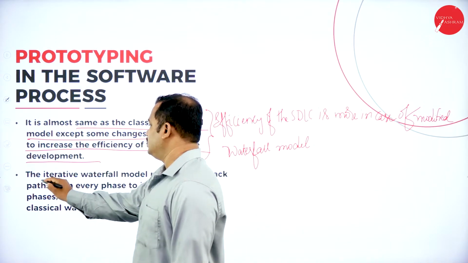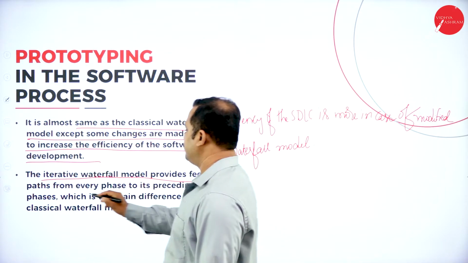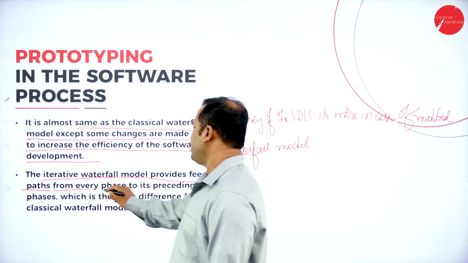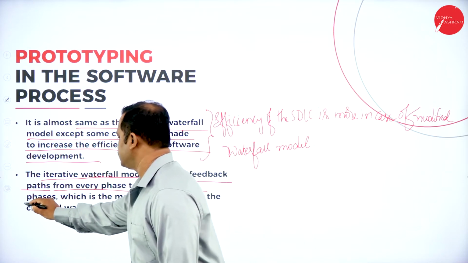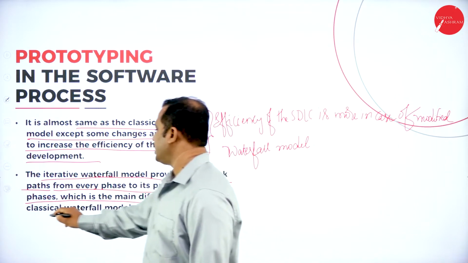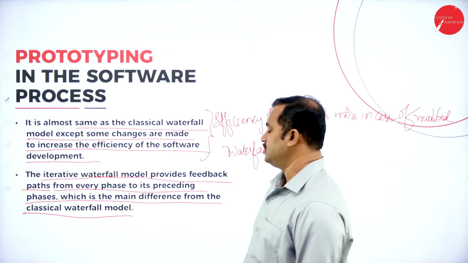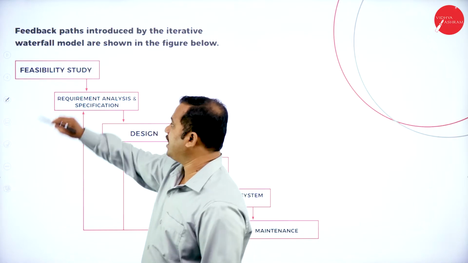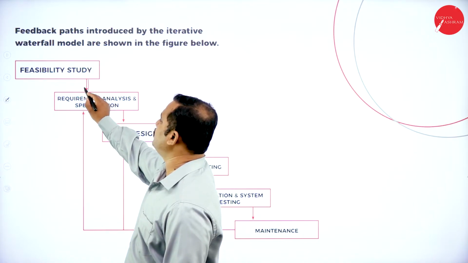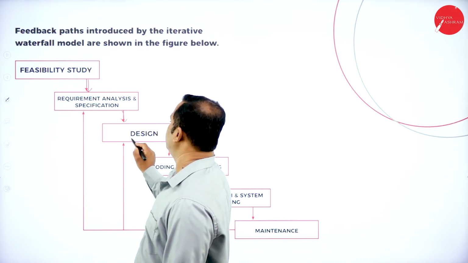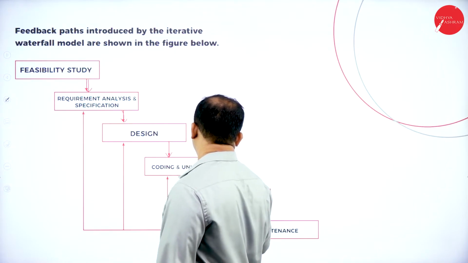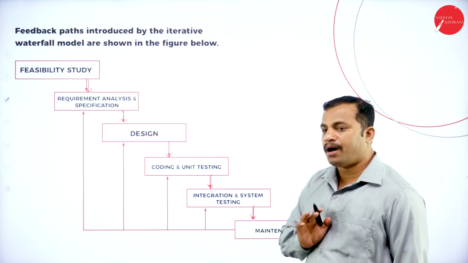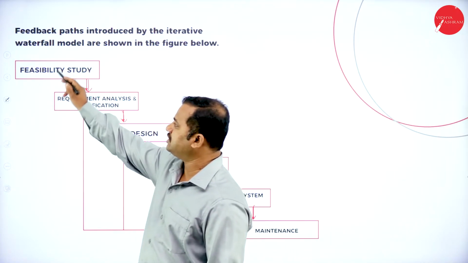If that is the case, the iterative waterfall model provides feedback paths, the same thing I told you in the previous slide, from every phase to its preceding phases, which is the main difference from the classical waterfall model. That means you are going to get the feedback. In the classical waterfall model, I have taught you that it goes from here to here, from here to here, and from here to here. Was there any feedback path you observed in the previous stages?